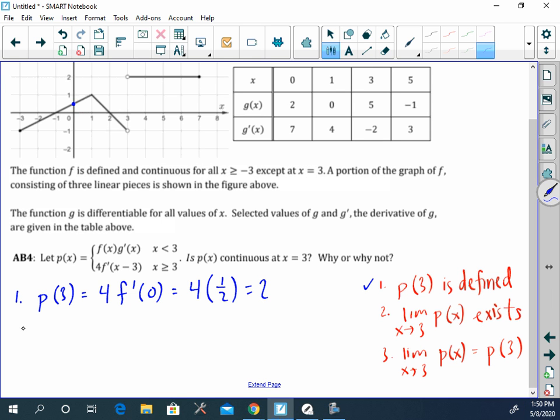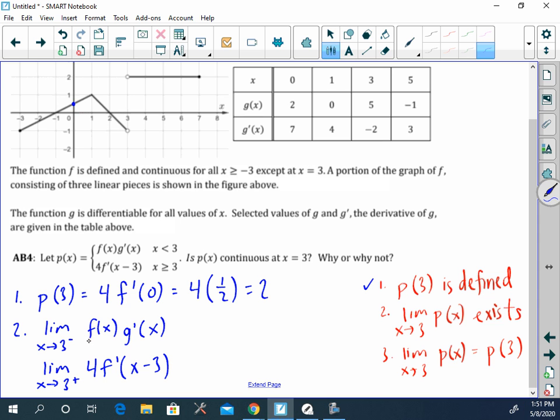And for a limit to exist, that would mean that the left and the right-hand sides have to equal each other. And this gets a little bit tricky here. As we approach 3 from the left, we're using the top one here, f of x and g prime of x. And then we have to take the limit as we approach 3 from the right. And 3 from the right would be using that 4 f prime of x minus 3.